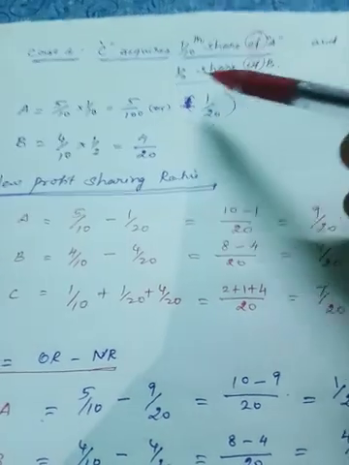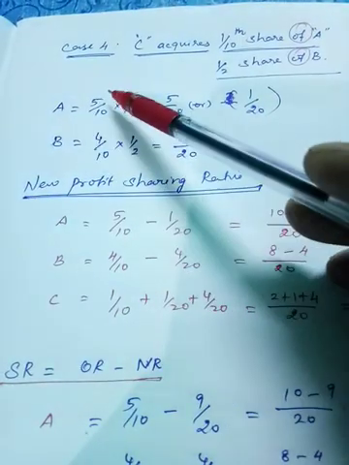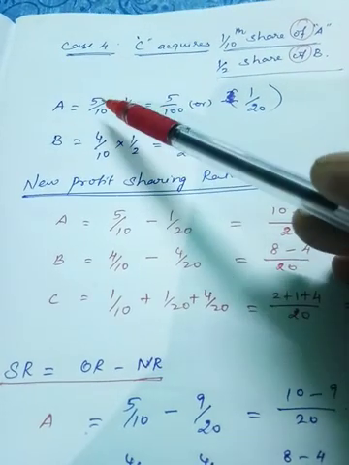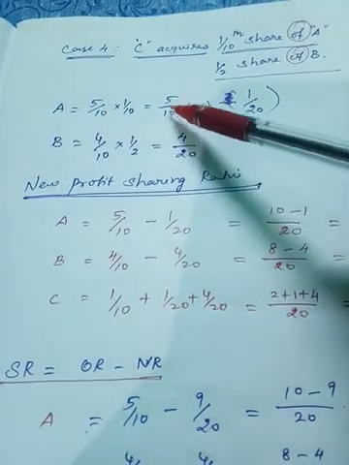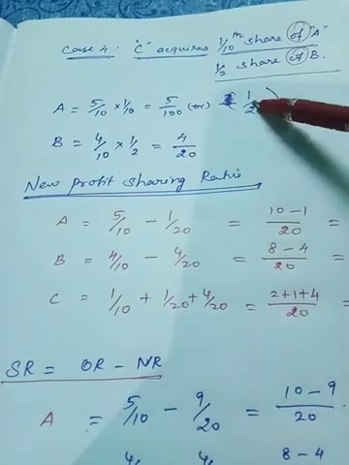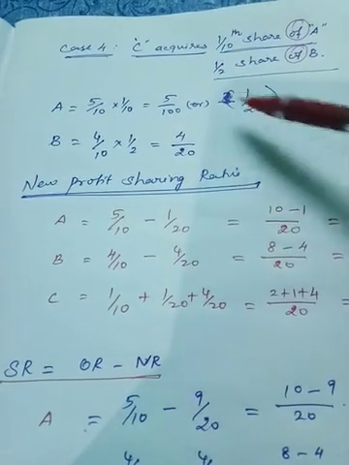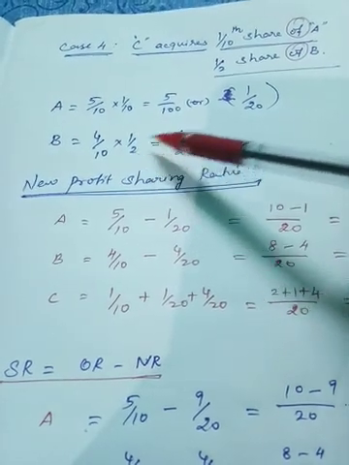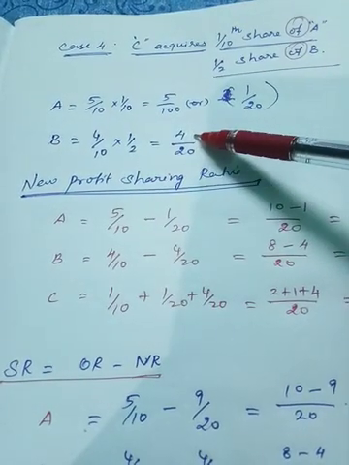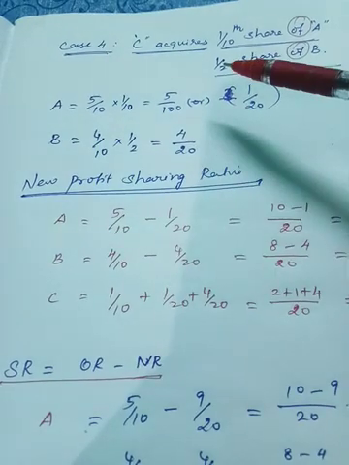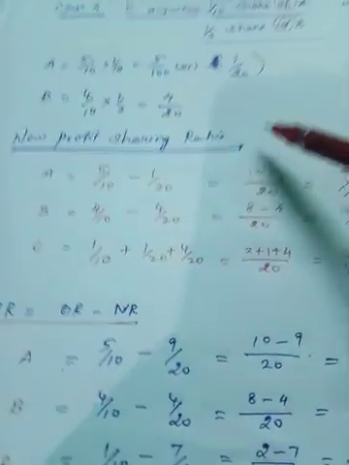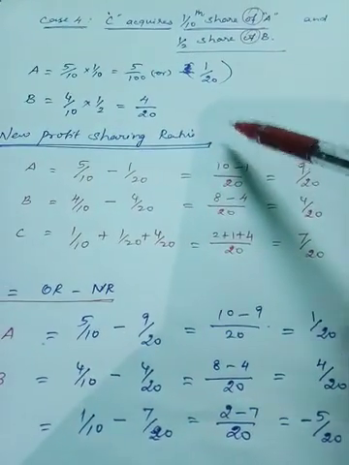See, first A's old ratio is 5 by 10, and 1/10 of 5 by 10 is how much? 5 by 100, or else 1 by 20. B's share is 4 by 10, and 1/2 of it is how much? 4 by 20. Clear?